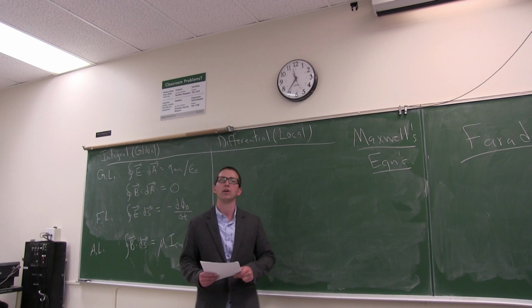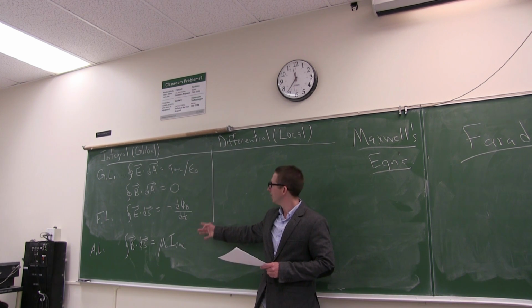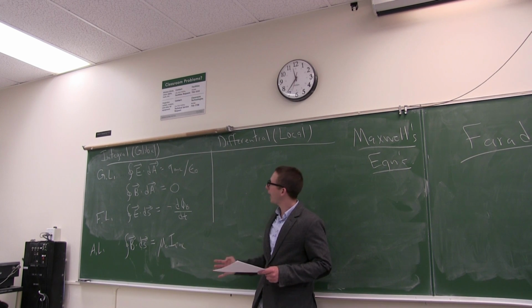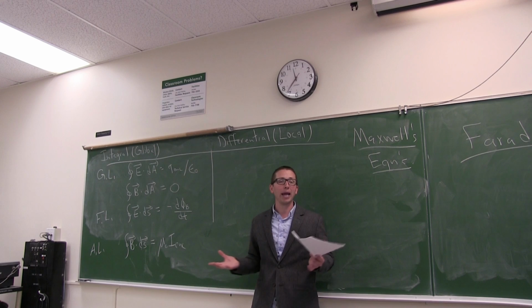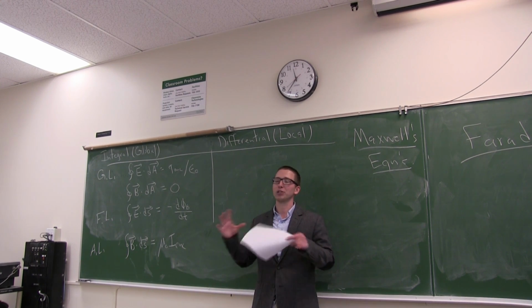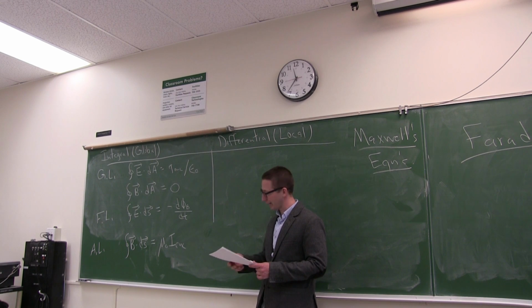Question? So those first two are surface integrals and the second two are line integrals? Exactly, yes. So these two are line integrals, and that's why I call them integral equations: because it looks over some region of space. You're integrating over some region of space to say something about the properties of the electric and magnetic field.